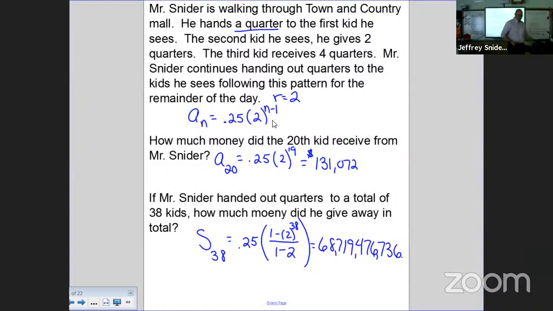$68 billion total. Isn't that insane? If somebody walked around and just gave away quarters like that and doubled the amount for 38 kids, they'd give away $68 billion.